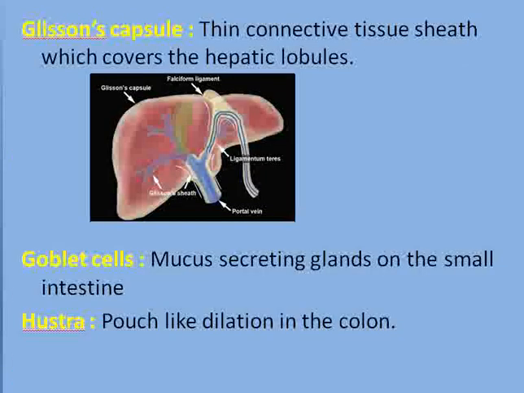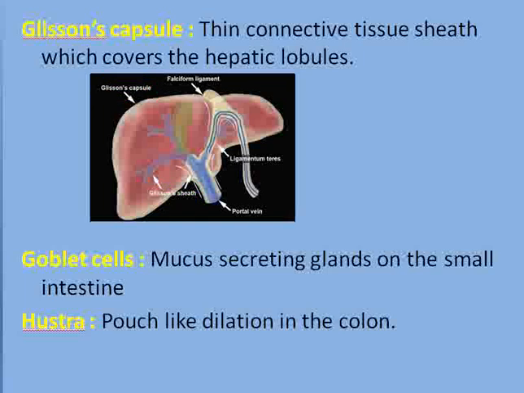The next term is Glisson's capsule. In the diagram it is mentioned as Glisson's capsule. Actually Glisson's sheath is this one, and the definition is a thin connective tissue sheath which covers the hepatic lobules. So that we call the Glisson's capsule.